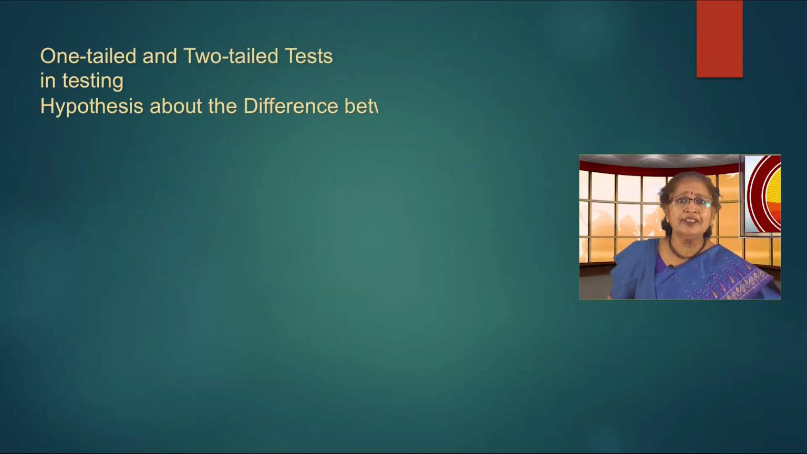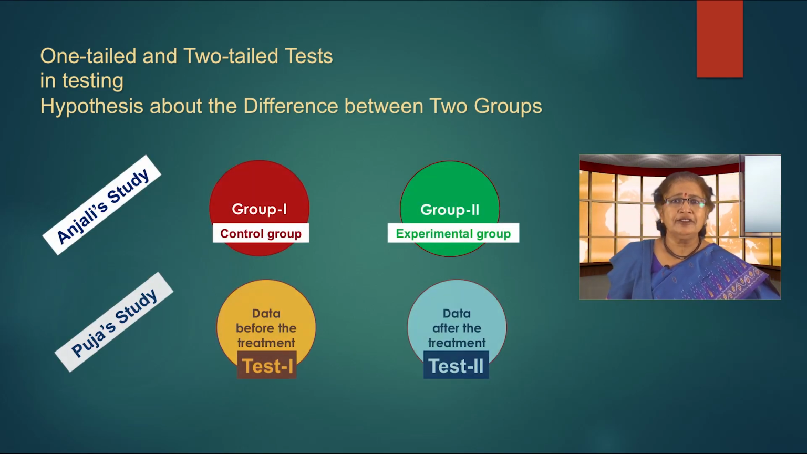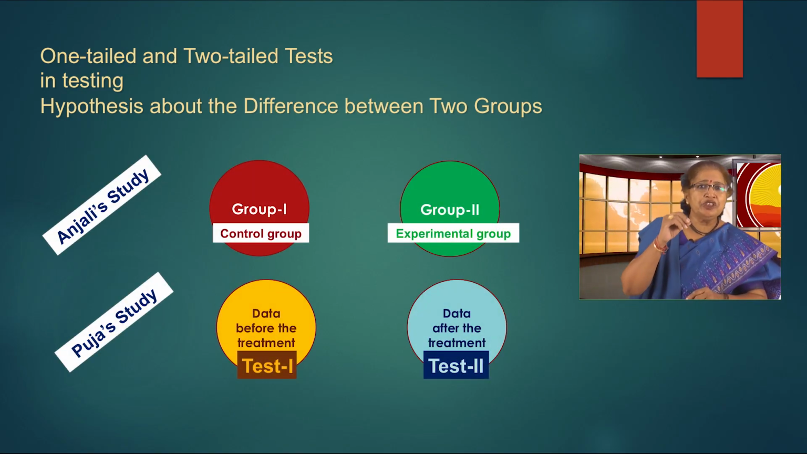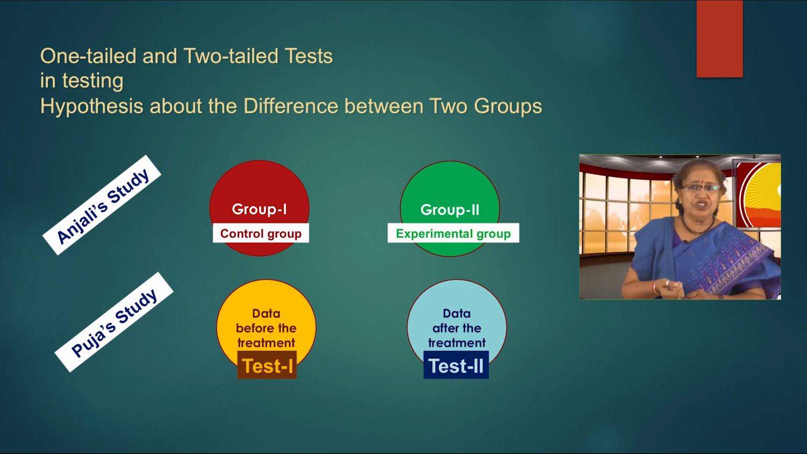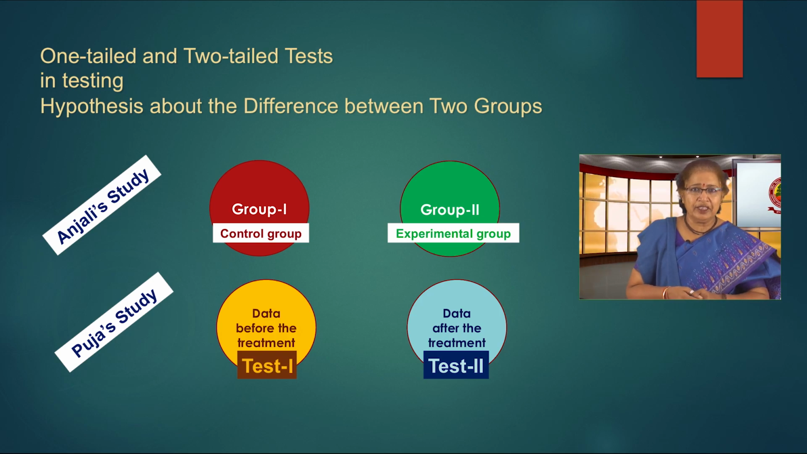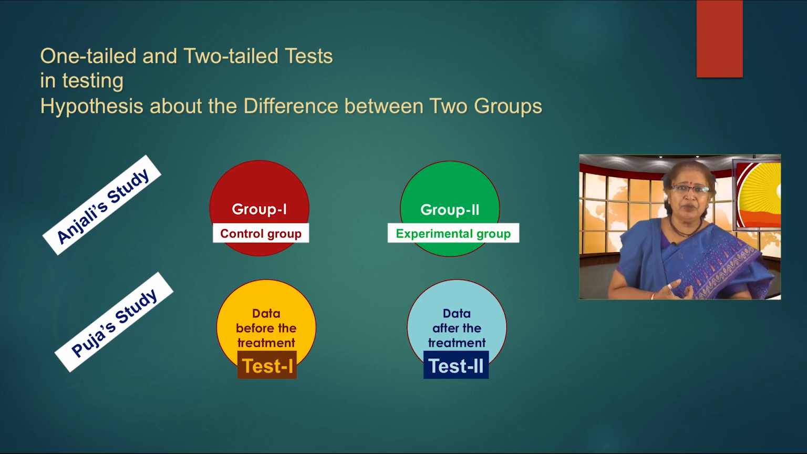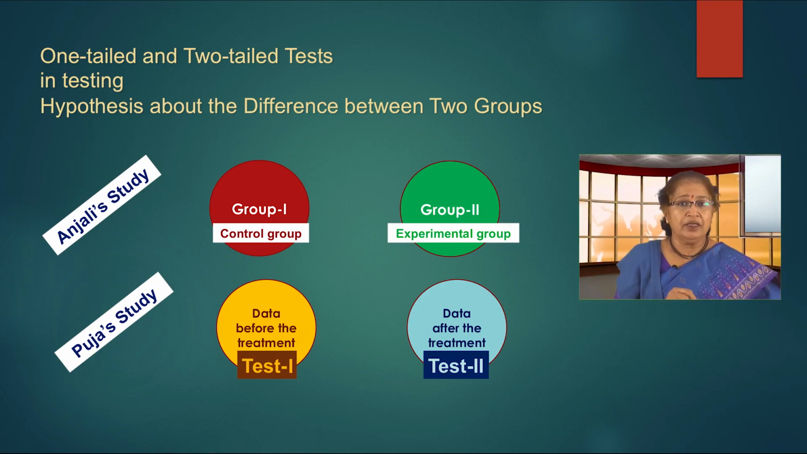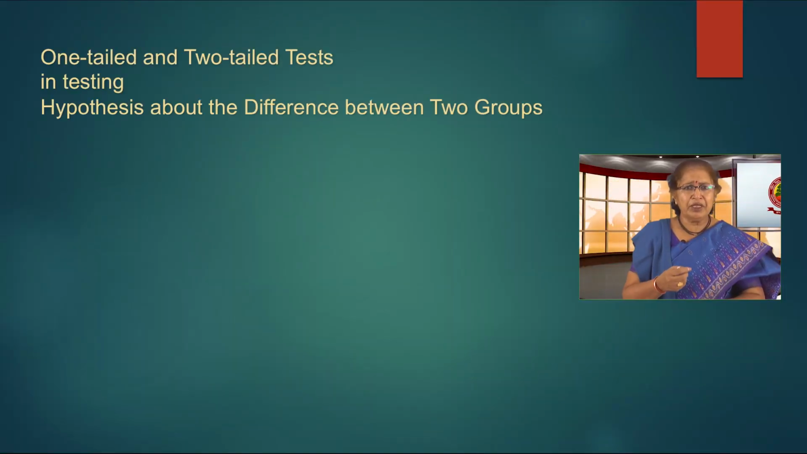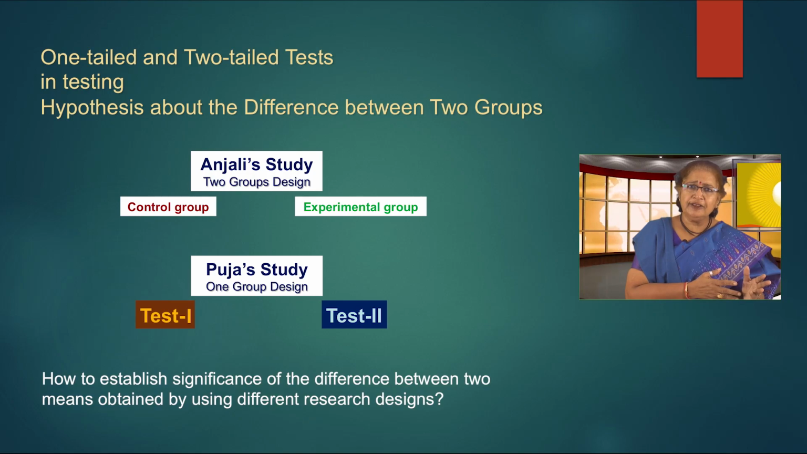Both the researchers designed very aptly and could yield the results to answer their question. That is, does the use of smartboard in teaching influence the level of creativity of elementary level students? I questioned them further. Then, how shall they establish the significance of the difference between two means they will be obtaining by using different research designs?